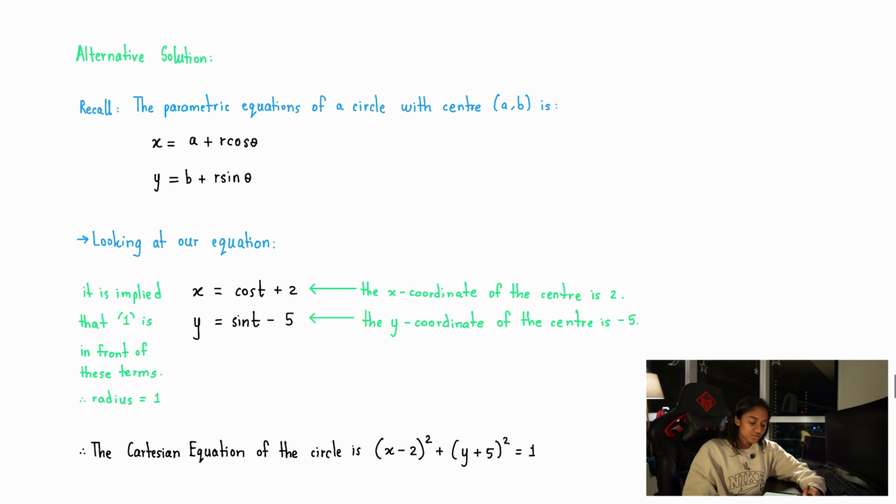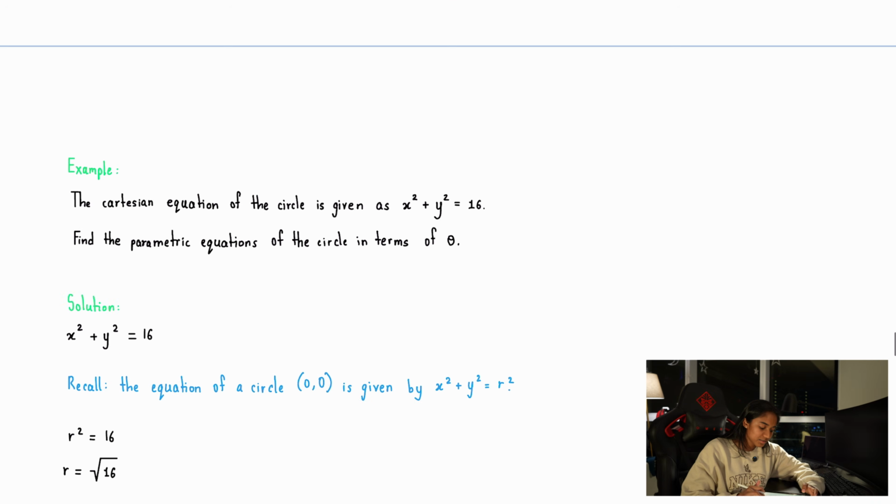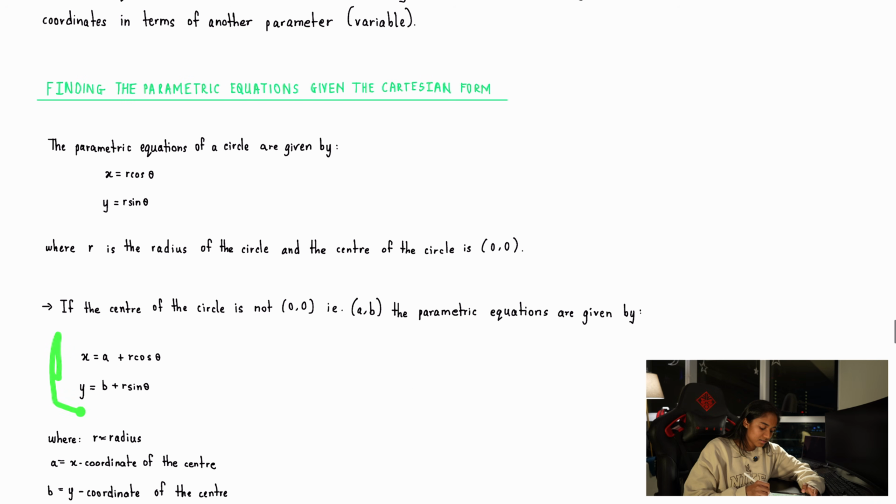Now, an alternative solution, we can recall that the parametric equations of a circle with the center (a, b) is this. Remember from above, we can just refer to this, where the center is (a, b) and not (0, 0).